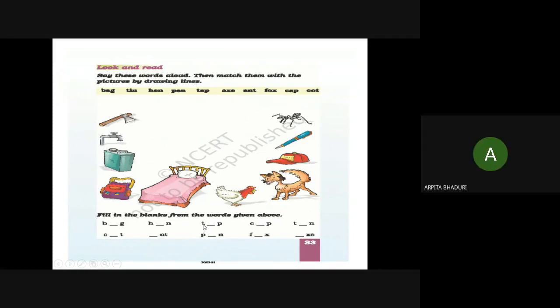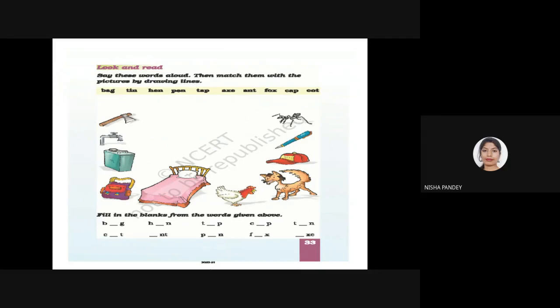Excellent. Now the next one, P dash P. So what will come here? E, tap. Yes, very good. It will be tap, T-A-P. Now next one, P dash N. Pen, P-E-N. Very good, excellent. Yes, it will be pen. Now the next one, C dash P. Cap. Yes, so the letter A will come here.